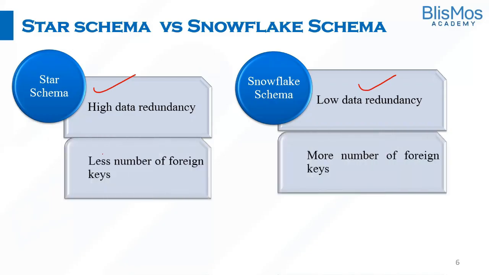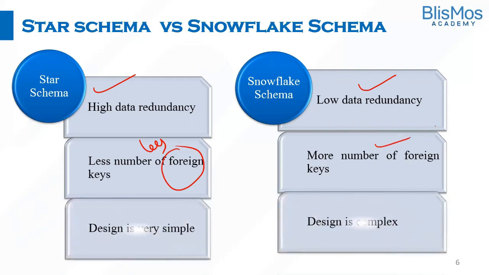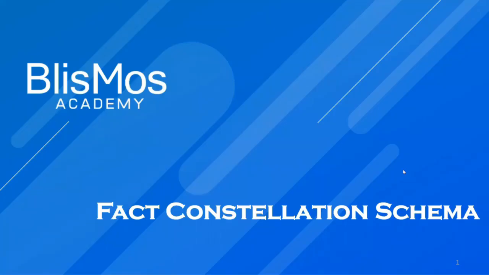Because the number of tables is less, obviously the foreign keys will be less, and because the number of tables is more, snowflake schema would have more foreign keys. In case of star schema, because the number of dimension tables is less, the design would be simpler as compared to the snowflake schema. In snowflake schema, the design is complex as compared to the star schema.